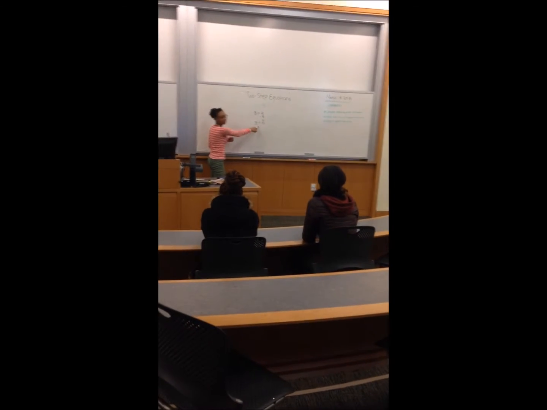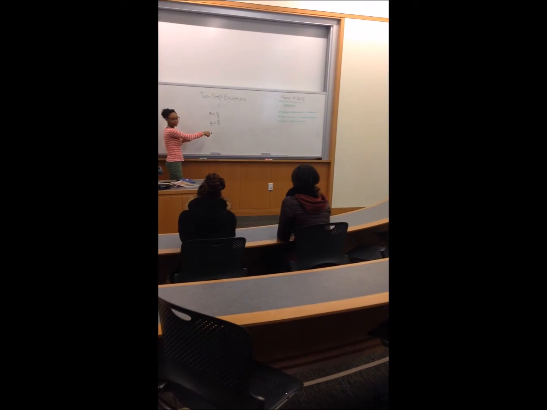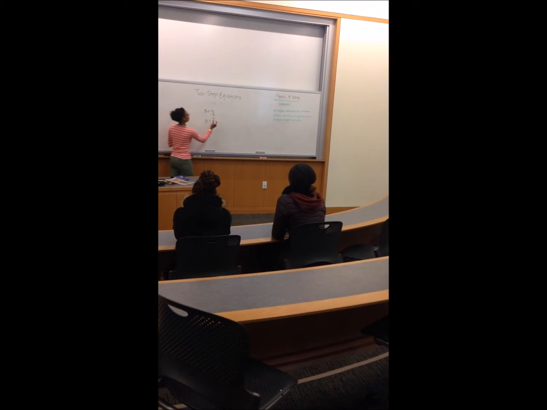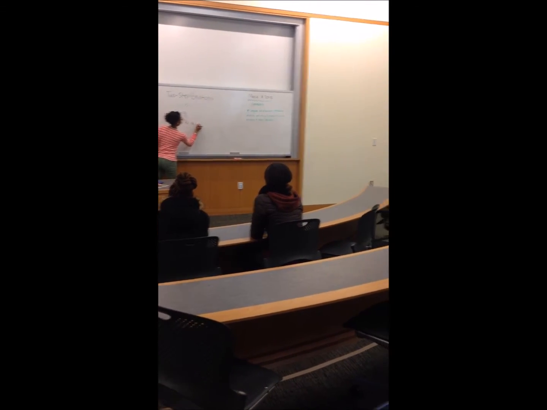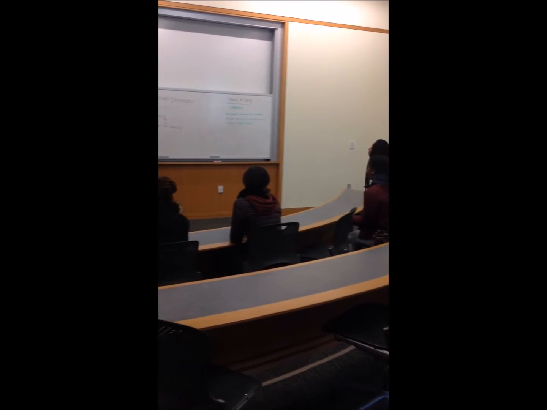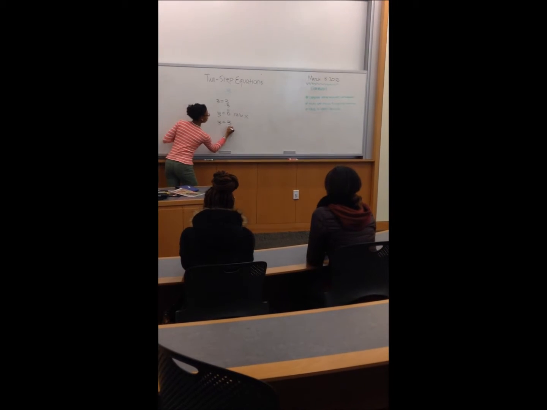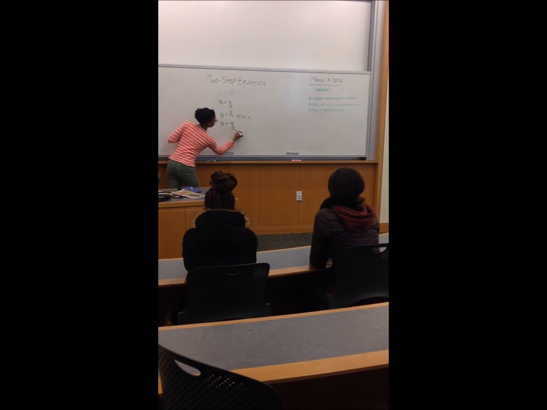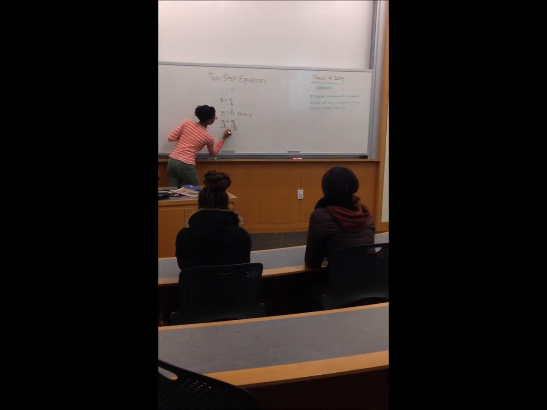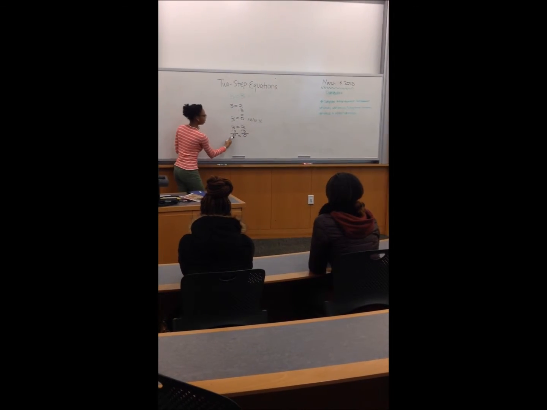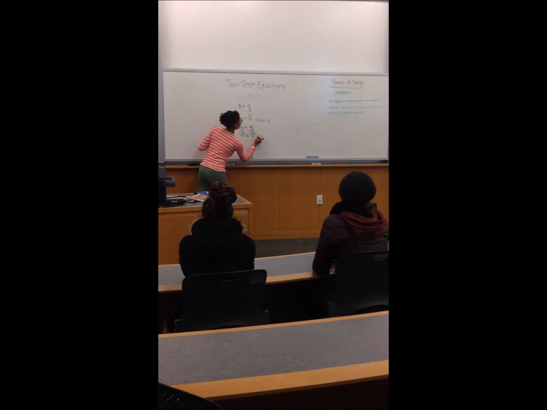So 3 equals 0. Is that correct or no? That's false. Alright, so let's try this one. 3 equals 3. But first we're going to minus 3 equals 0. Minus 3 equals 0. So 0 equals 0. Is that correct? Yes. That is true.